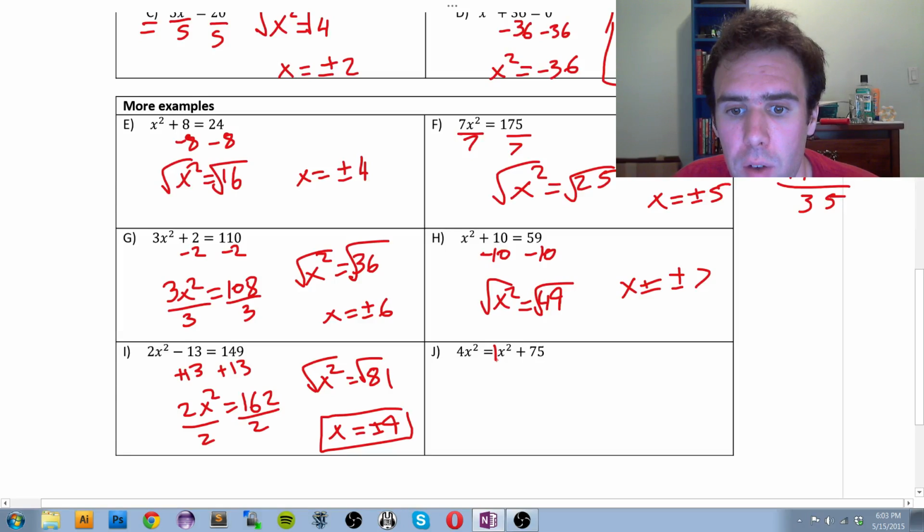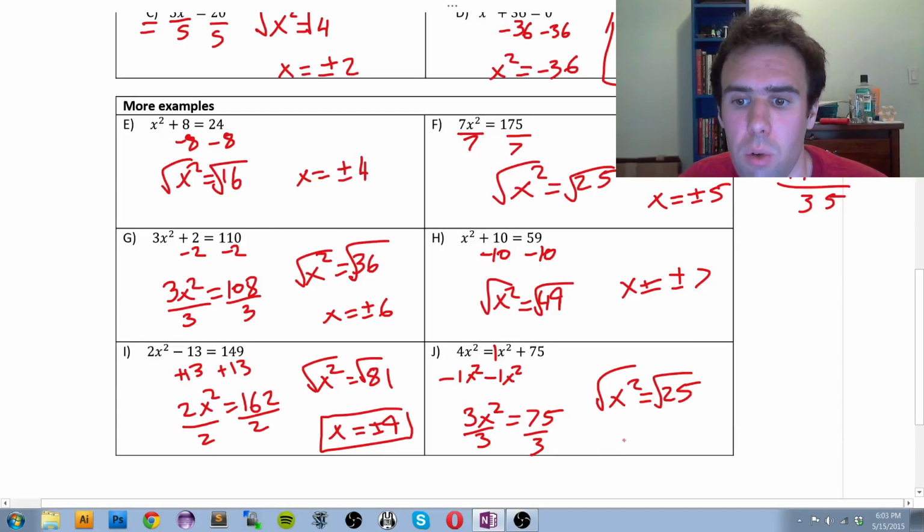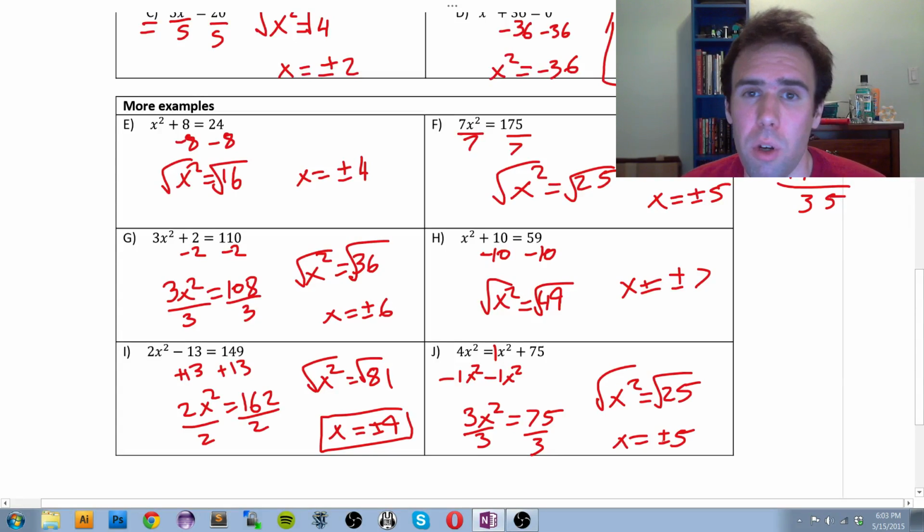So even though we have 1x squared and 4x squared on opposite sides, I could take away 1x squared from both sides, leaving me with 3x squareds. And now it's into the familiar zone. I see that I have a times 3 in front, so I can divide by 3. x squared is equal to 25. I could square root, leaving me with the answer x would be equal to positive or negative 5.